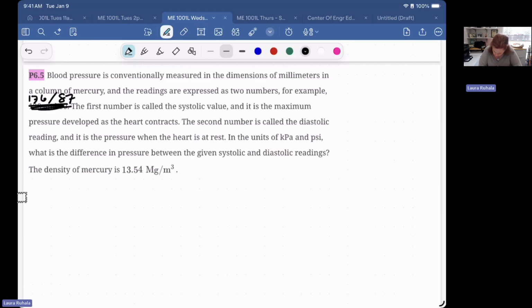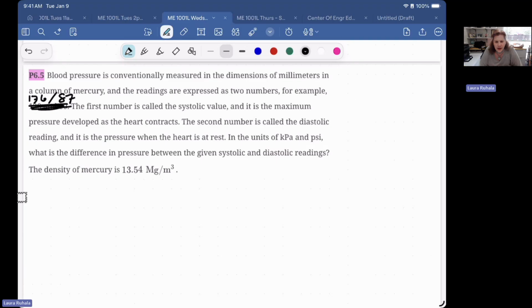The first number is called the systolic value, and it is the maximum pressure developed as the heart contracts. The second number is called the diastolic reading, and it's the pressure when the heart's at rest. So it goes higher and then lower, higher and then lower. So there still is a pressure when it's not contracting. That's your diastolic. And then it goes up to the systolic, diastolic.